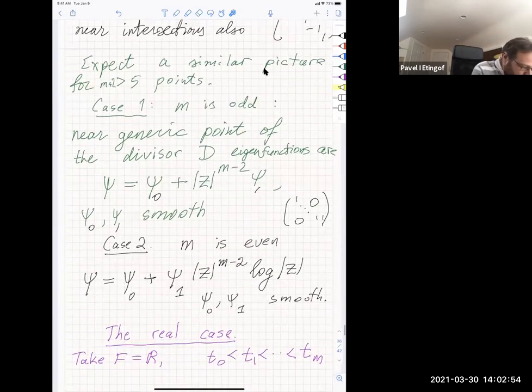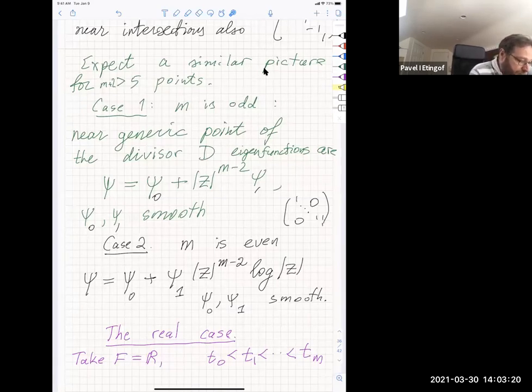And so what solutions will look like is this. These eigenfunctions near a generic point of the divisor look like psi 0 plus absolute value of z to the m minus 2, this is for an odd number of points, times psi 1. And psi 0 and psi 1 are smooth. And psi 1 is not arbitrary again. They should satisfy some condition of that sort again.